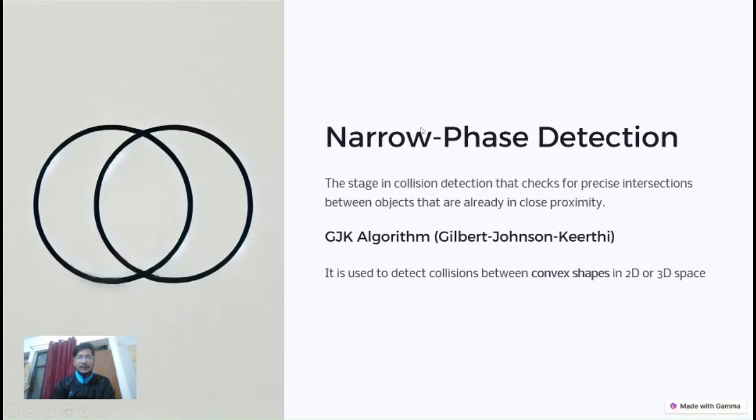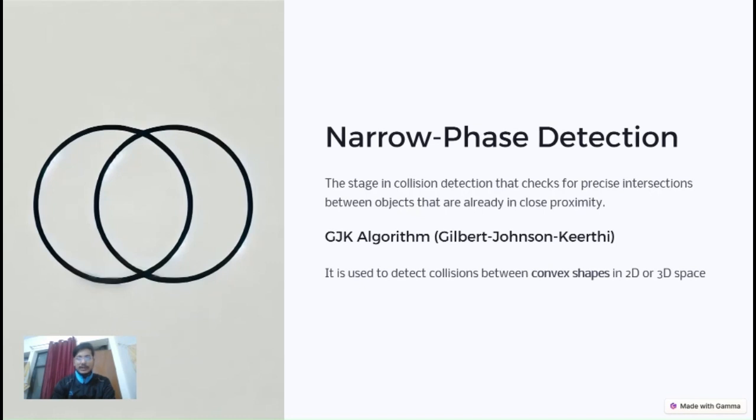Hi everyone, my name is Ritu Kumar and today I am going to present a topic which is a part of collision detection. So basically, the topic is narrow phase detection. Earlier we have studied about broad phase detection in which we found out whether two objects collide. Now here in narrow phase detection we will get a deeper insight into whether the two objects are really colliding or not with the help of some algorithm and computation.